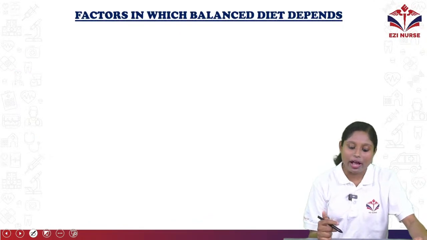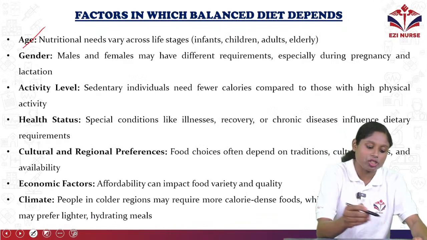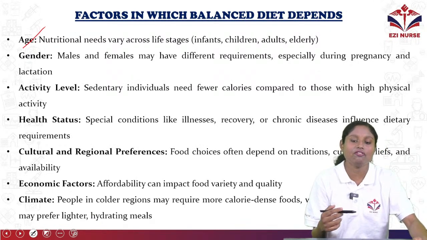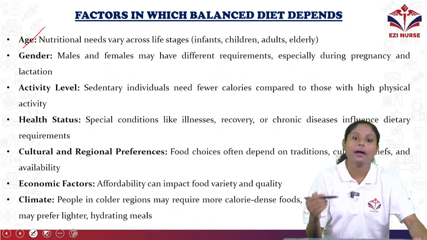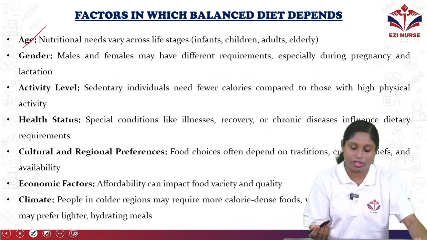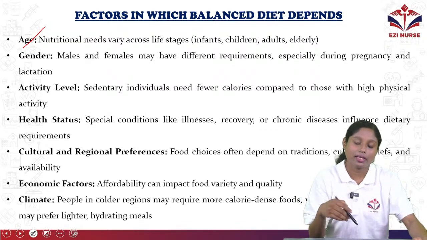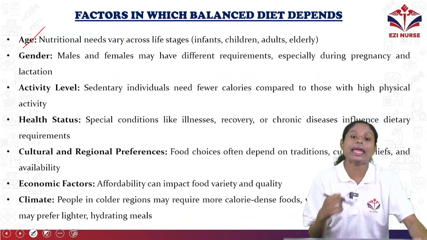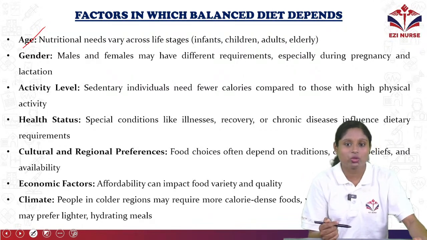Now we will discuss the factors on which a balanced diet depends. So what are the main factors? First is age. Nutritional needs vary across ages like infant, children, adult and elderly. For an infant of 0 to 1 year of age, what they need is breast milk. So they depend on breast milk up to 6 months. Coming to children and comparing with an adult, the children's metabolism is lower than an adult's. So adults need more food than children. So we need to consider age as a factor. Age is one of the factors while we are planning a balanced diet; we need to consider the age of the individual.